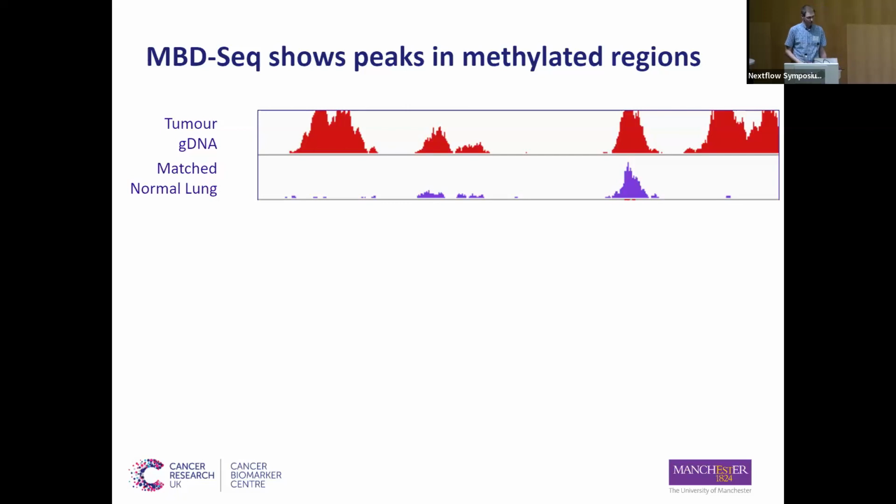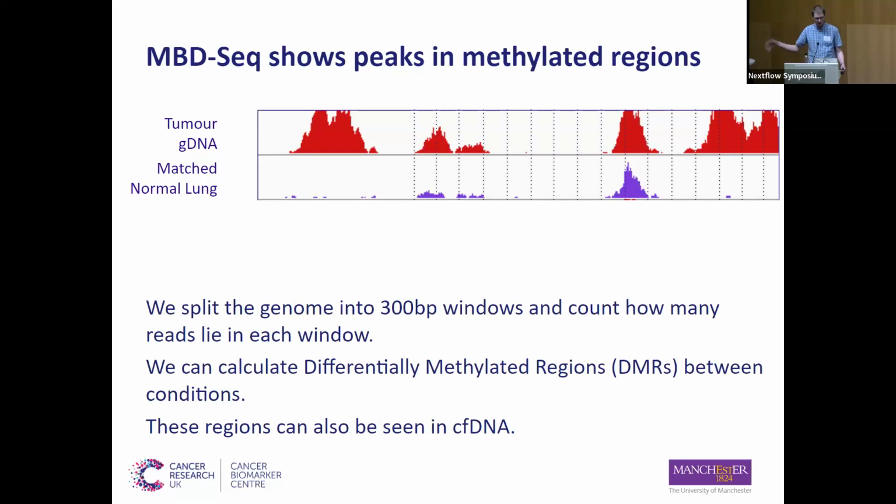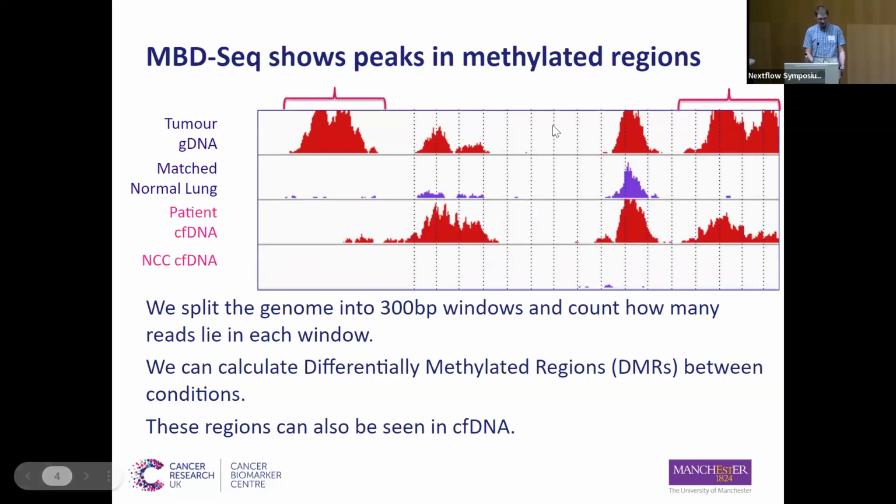So you can see here a tumor sample at the top, and then the patient's adjacent bit of normal lung tissue next to it, which has peaks in different regions. And so we take that, we take 300 base pair windows, is what we typically work with. And then you can see there are differentially methylated regions between conditions. So you can see there's this region here that's methylated in the tumor, but not in the normal lung.